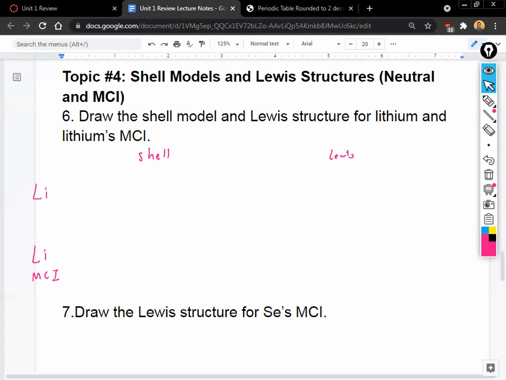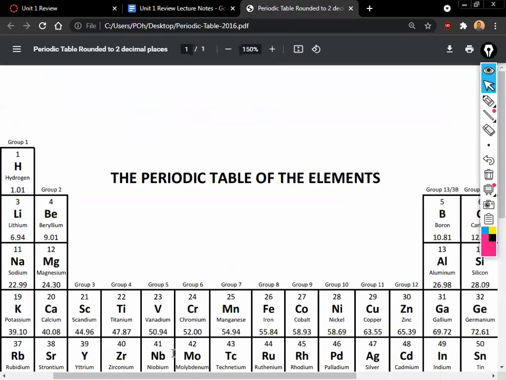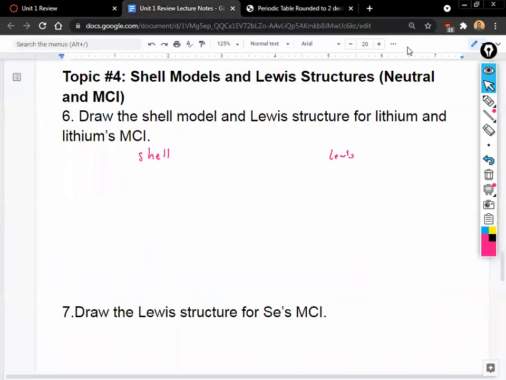Alrighty, guys. So I want to give you some time to work on the review on your own at the end of class. So let me start going over this. But if you're still working on it, feel free to finish up and just check your answers at the end. Okay, so let's start with lithium. If we look on the periodic table, lithium is on the top left-hand corner, and so lithium is in the first column. So lithium's MCI is +1. And since it's on the second row, that means we know lithium has 2 shells.